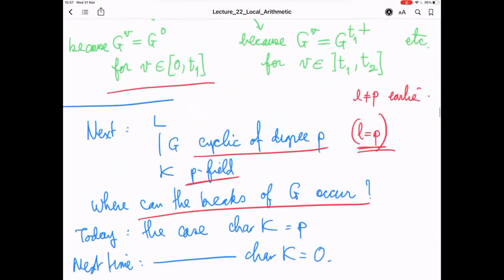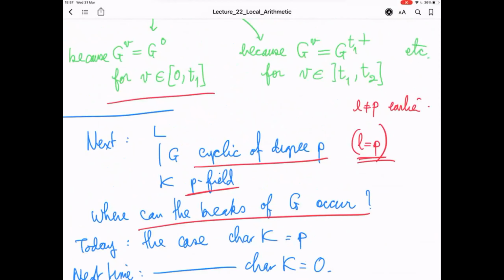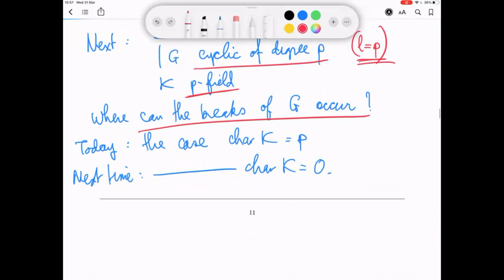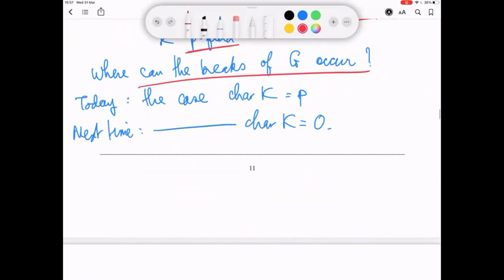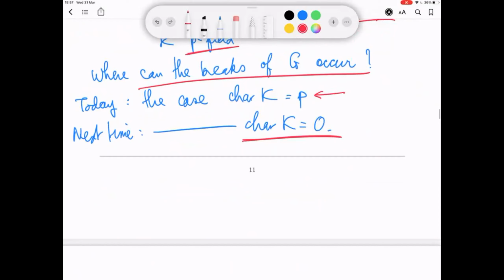In the case L different from P, we knew that the breaks can occur at -1 or 0, right? But when L is equal to P, what happens? So today we'll answer this question when the characteristic of K itself is equal to P, and next time we'll do it for the characteristic 0 case. Okay.